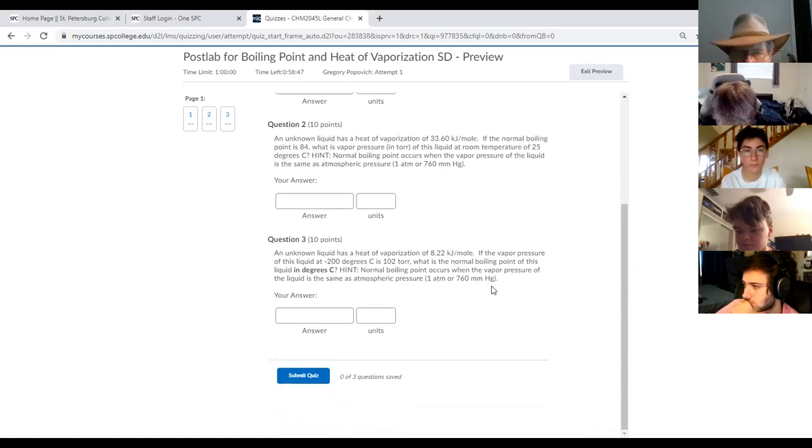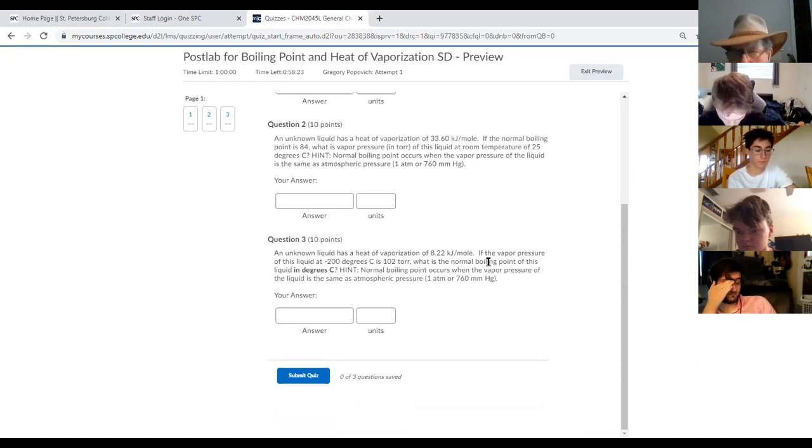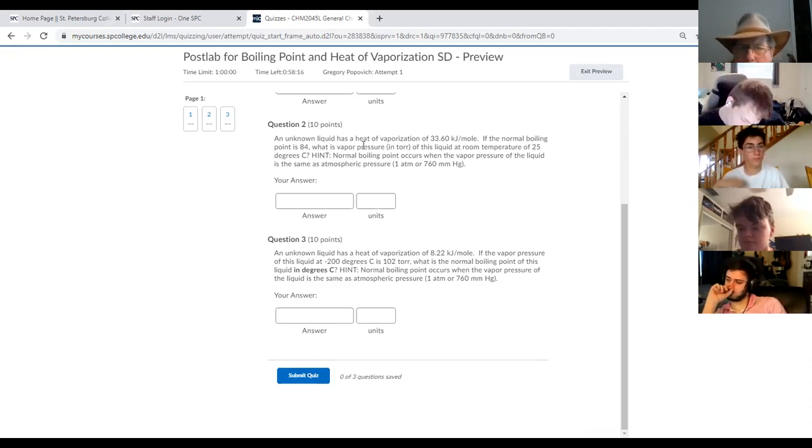Third question, you have the heat of vaporization. Now you have the vapor pressure and the temperature of that vapor pressure. You're being asked the normal boiling point. You know at boiling point that pressure is going to be 760. Solve for C in that instance. Question 2, you're solving for pressure. Question 3, you're solving for temperature.